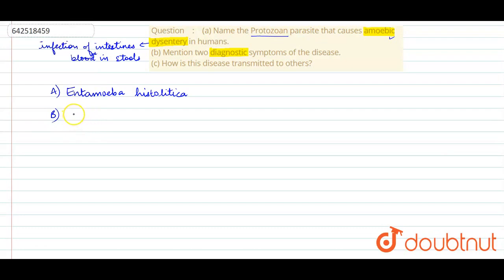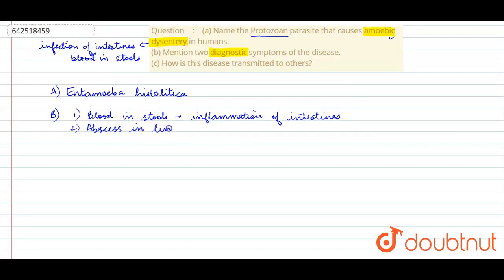So there are two symptoms, right? Number one is blood in stools, which can also cause inflammation of intestines. Because where is the blood coming from? It is coming from the intestines. And second could be abscess in liver, or simply liver abscess.